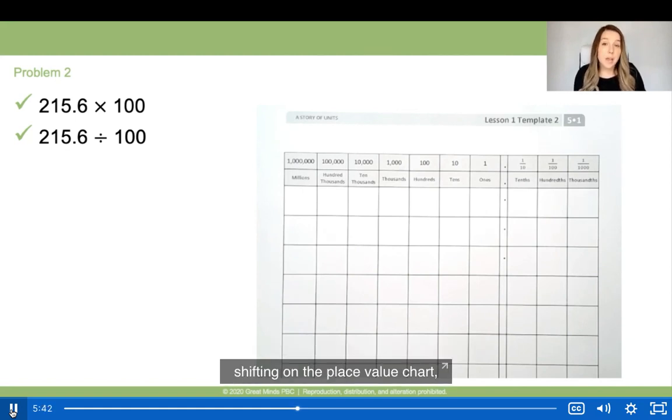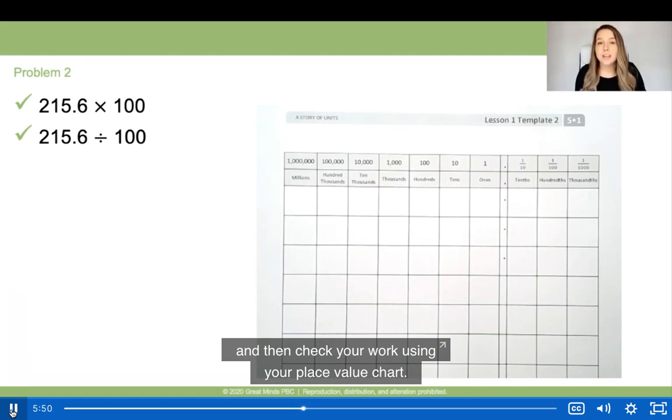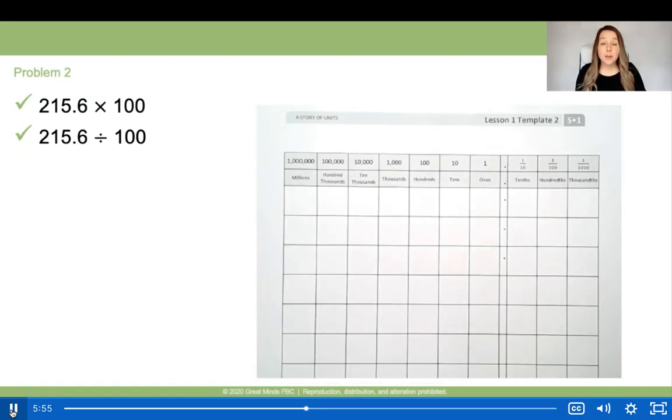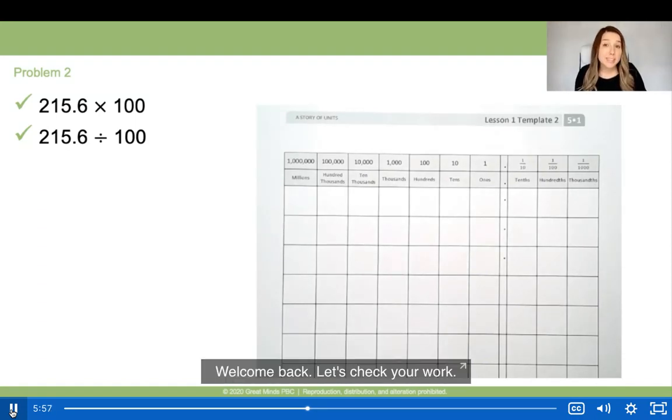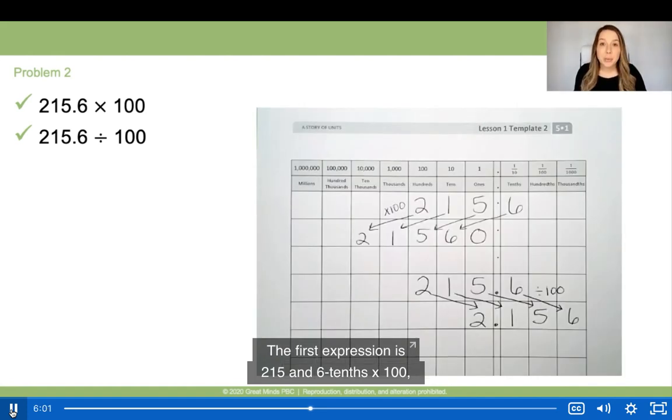Before you go, I want you to remember to try to visualize them first, shifting on the place value chart. Write down your product and your quotient, and then check your work using your place value chart. When you're finished, come back and we'll check together. Welcome back. Let's check your work.